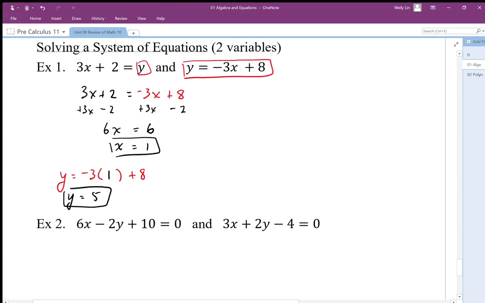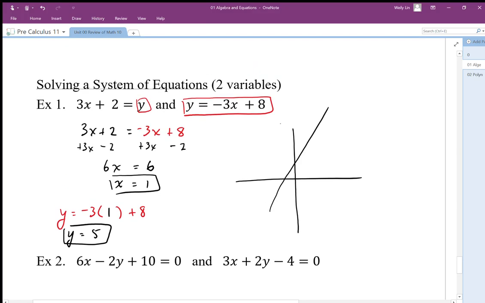Okay, so we can also check this by graphing. We can actually sketch a graph of this. So 3x plus 2 looks something like that. Negative 3x plus 8 looks something like that. And we end up with a solution at x equals 1 and y equals 5. So that's what the solution would look like on a graph.